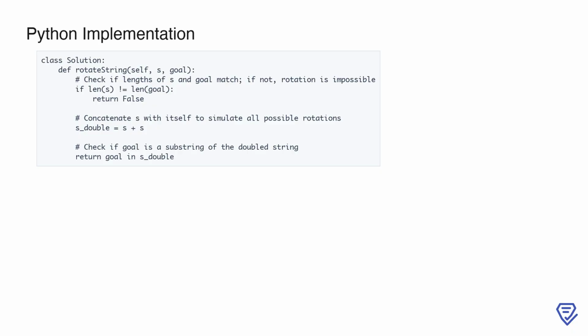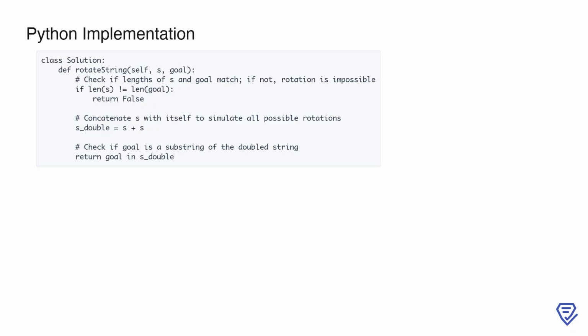Next, we create a new string S_double by concatenating S with itself. This simulates all possible rotations of S because any rotation of S will appear as a substring within S_double. For example, if S equals ABCDE, then S_double equals ABCDEABCDE, which contains all rotations of S within it. Finally, we check if goal is a substring of S_double using the in keyword. If it is, then goal is a valid rotation of S, and we return true.